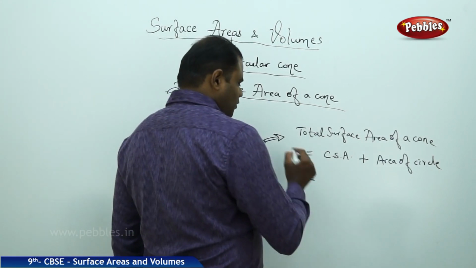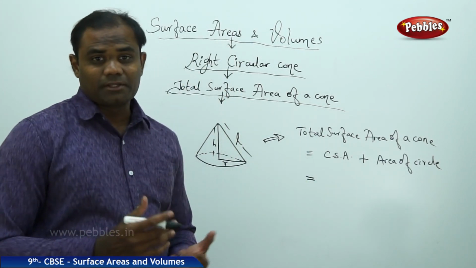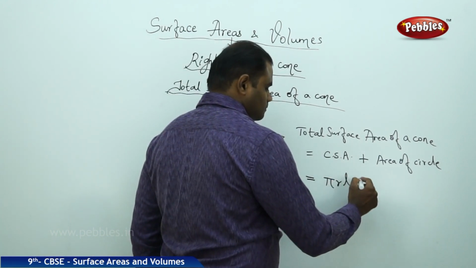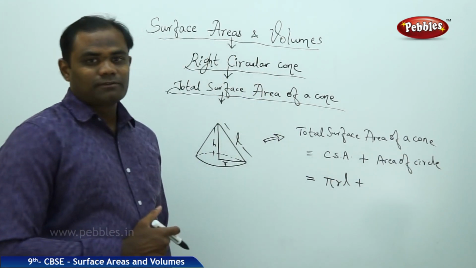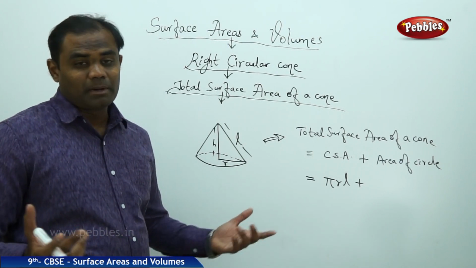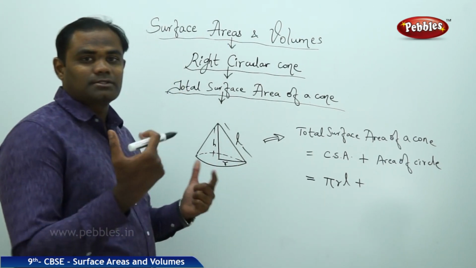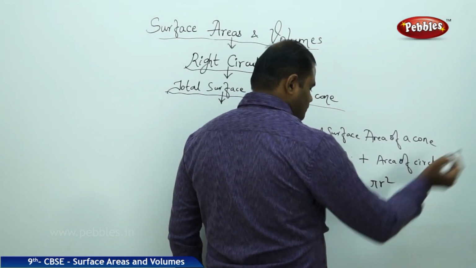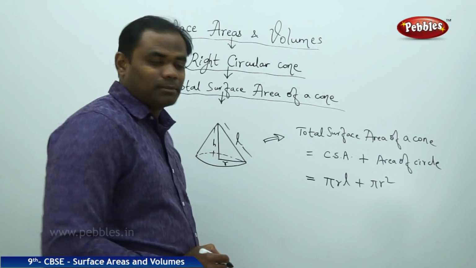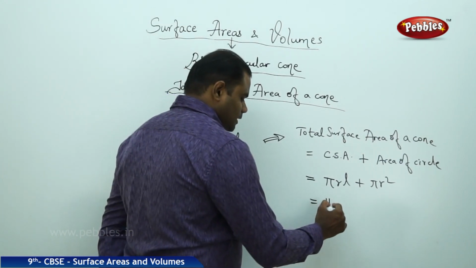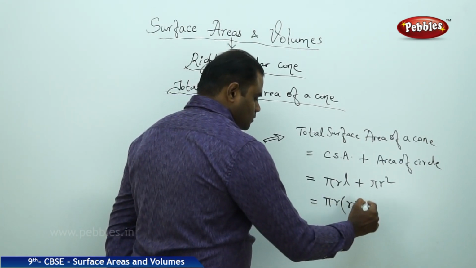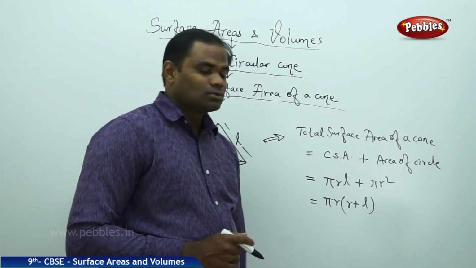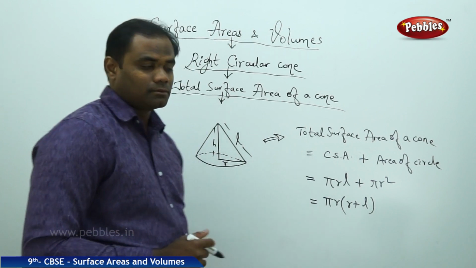So here we have already derived for curved surface area in the previous session of the cone to be pi r L, and area of circle we all know is pi r square, where r is the radius and the base is the circle. So taking common, I can remodify this as pi r into r plus L or L plus r is how I get total surface area of a cone.